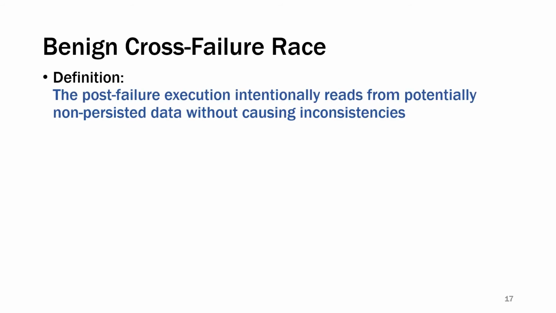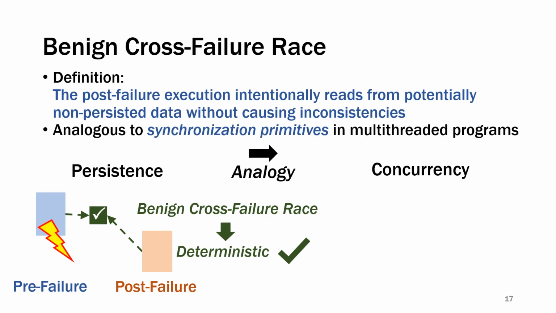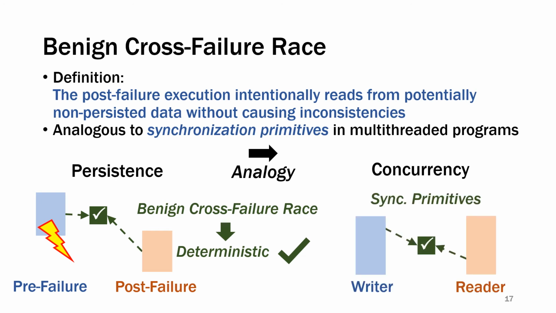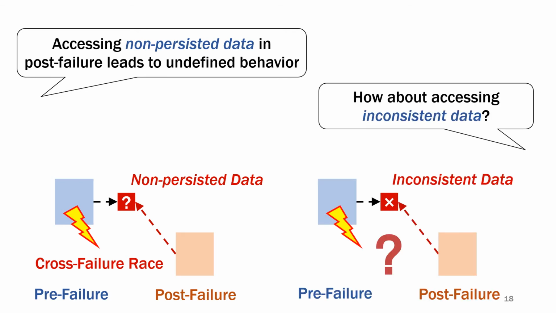We refer to such a scenario as a benign cross-failure race. More formally, a benign cross-failure race is defined as the post-failure execution intentionally reads from potentially non-persistent data without causing inconsistencies. As the outcomes are all deterministic, the execution is correct. Let's again make an analogy with concurrency. Similar scenarios happen when the writer and the reader concurrently access synchronization primitives. Because all the outcomes are deterministic, it is correct. So far, I have talked about accessing non-persistent data in post-failure that leads to undefined behavior, and this situation is called a cross-failure race. How about accessing inconsistent data?